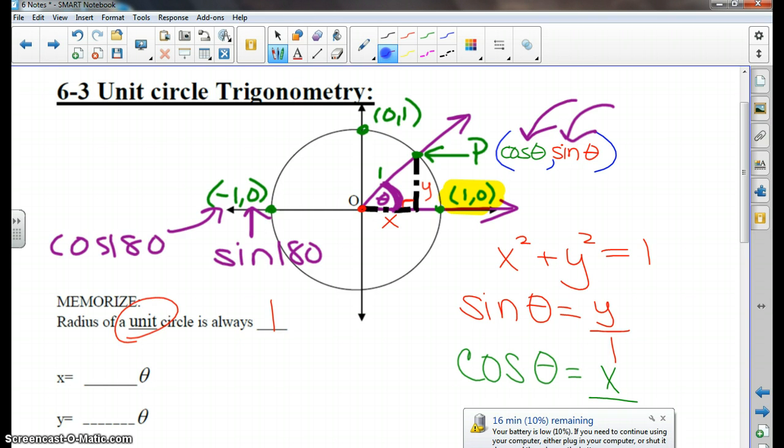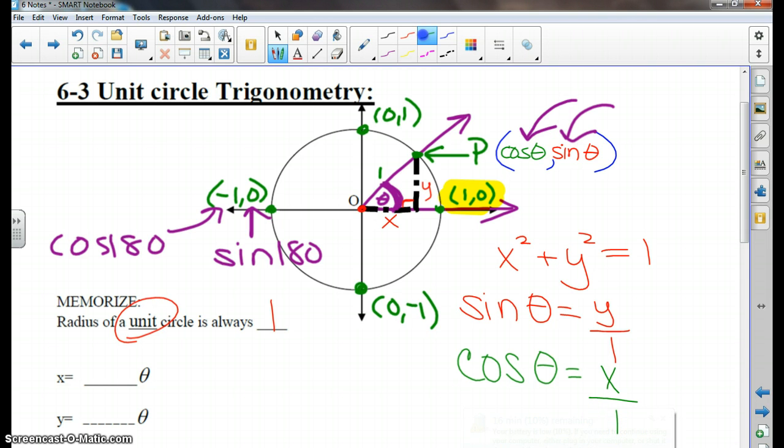If I were to keep going through the unit circle and identify the point (0, -1), I would also find that this would be the cosine of 270 degrees, and this would be the sine of 270 degrees.